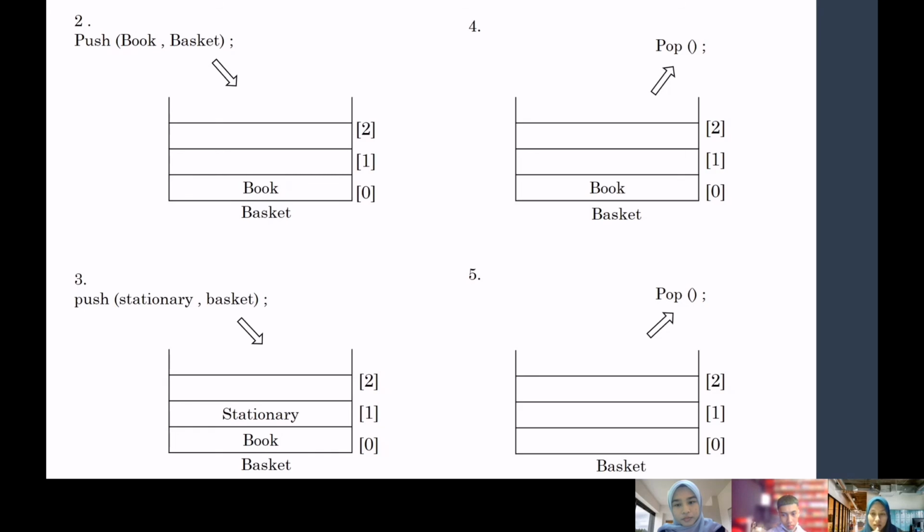So the top of the stack is 0. So because there is no data in the stack, because they want to buy the stationery and book, we just pop them out. So that's all. It is empty. Stack is empty. So that's all from us.